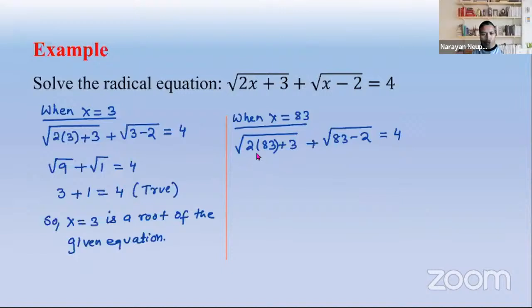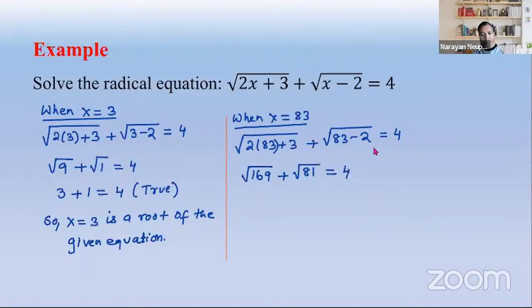Now look at the screen. 2 times 83, how much is it? Is it 186? Is it 183? It's not 183. It's 166. 2 times 83 is 166. 166 plus 3 is 169. So that becomes the square root of 169, and then plus the square root of 83 minus 2, that's 81.